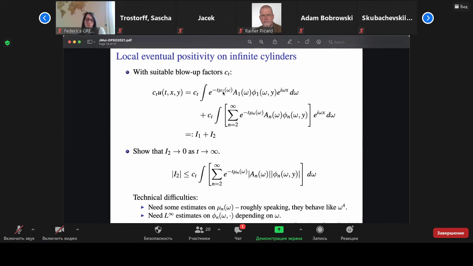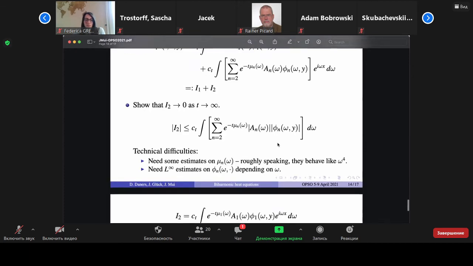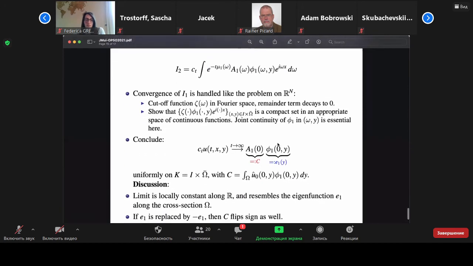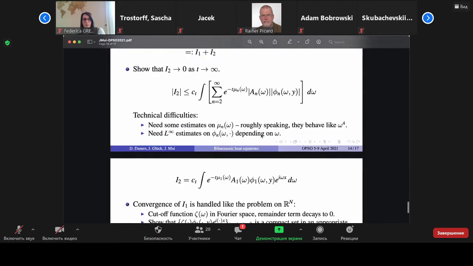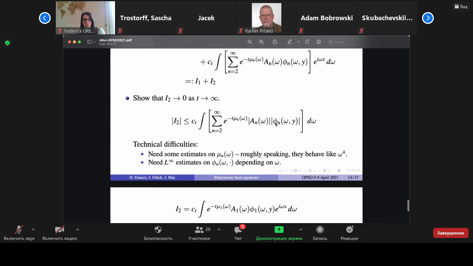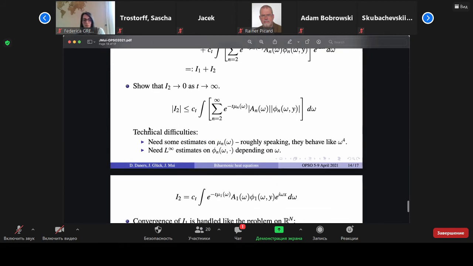So we isolate this first term, mu1, and we identify an appropriate blow-up sequence so that the CT combined with the exponential of minus t mu1 omega can be used as an approximate identity. Then this first term I1 we treat like the case in Rn. The proof more or less goes through with some extra technical things. And then to deal with this really big ungainly term, this I2, requires a little bit more technical stuff.